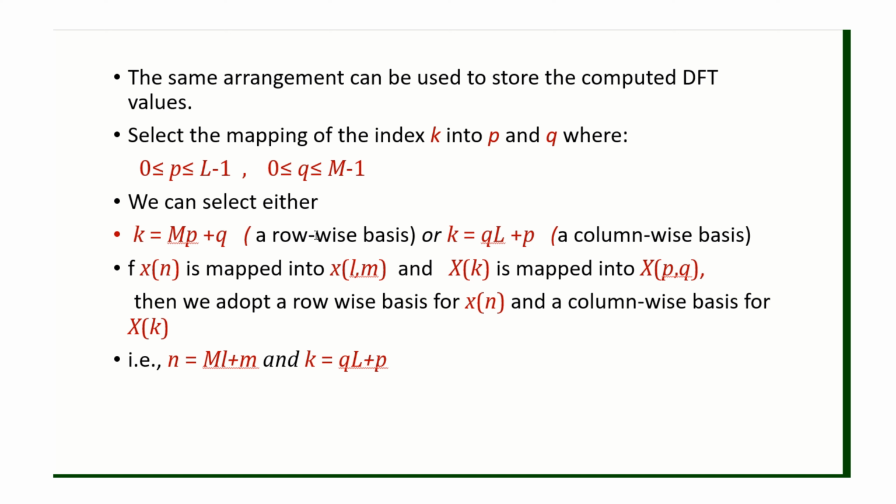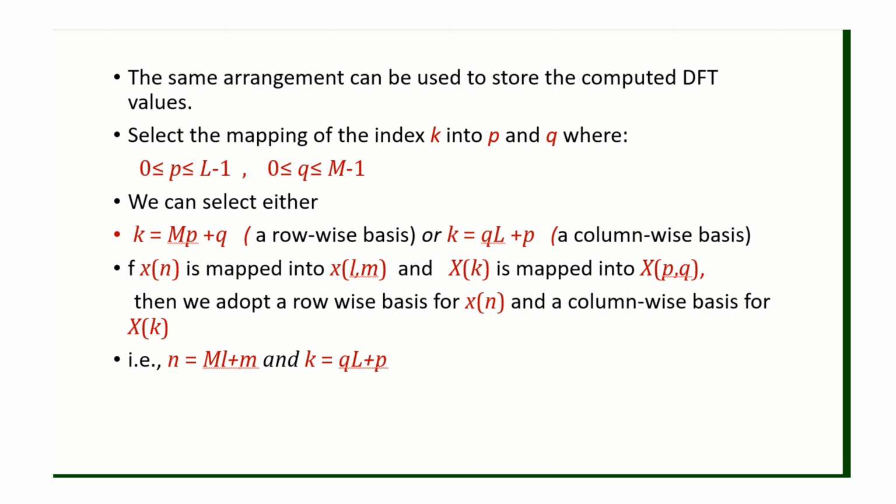For example, if you take input mapping as column wise, then you have to take this as row wise. And if you take input as row wise, then you have to take this X of k as column wise. So in this video, as we are following row wise operation, that is n equal to Ml plus m and k equal to ql plus p.